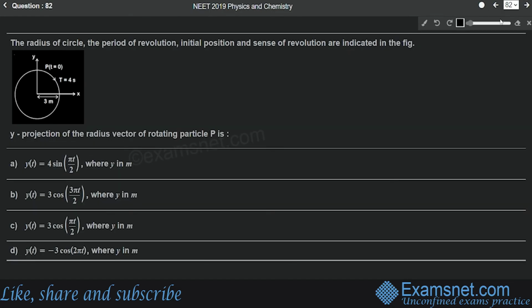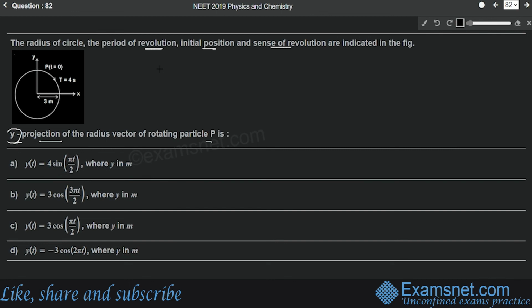Question number 82 is from simple harmonic motion, and the question is: the radius of circle, the period of revolution, initial position and sense of revolution are indicated in the figure. Y, that is the projection of the radius vector of rotating particle P, is... okay, so we have to determine the value of Y here.